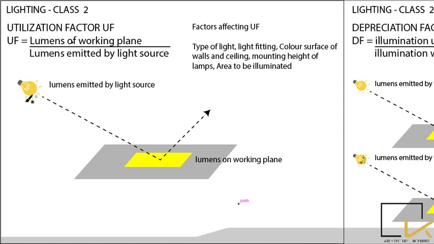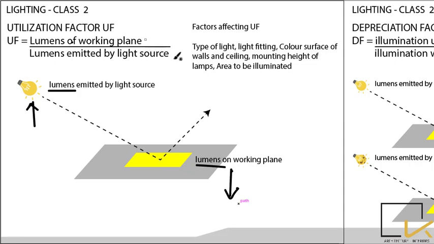So consider this figure. This light bulb will have a particular lumen value. It will have its particular flux. So when this light beam is incident on a surface, this surface will start glowing. So this surface will emit lumens. Obviously the lumens on working plane will be less than lumens emitted by light source. So the ratio between these two is known as utilization factor. So utilization factor is nothing but lumens on working plane divided by lumens on light source.